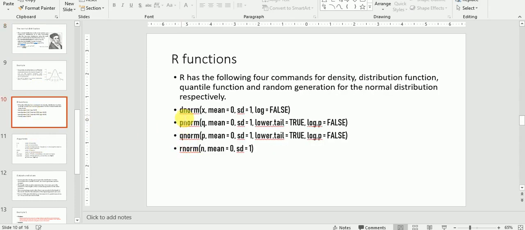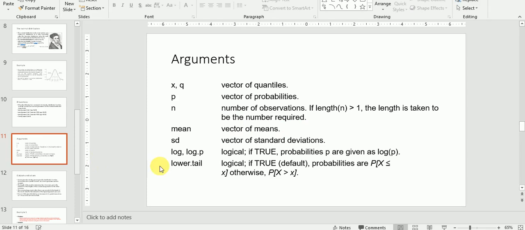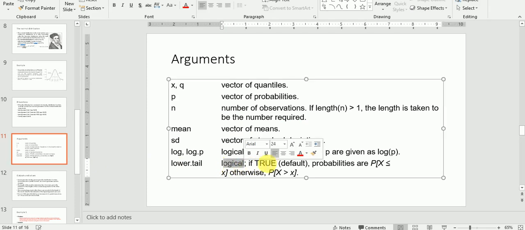The R function for this that we will mainly use is pnorm, where I have to give q, mean, standard deviation, and the other thing that we have to give is lower.tail. Lower.tail is a logical value. If it is true, then the probability is given for X less than or equal to x, that is the lower portion. Otherwise it will give the upper portion. So if it is false, we get the upper portion. An example will make it clear.